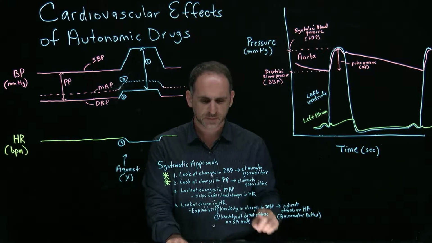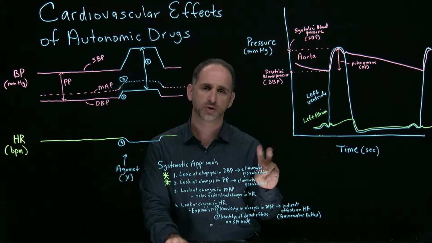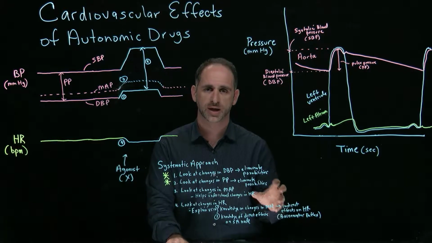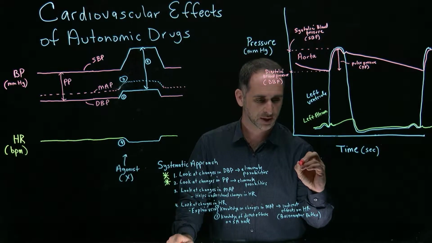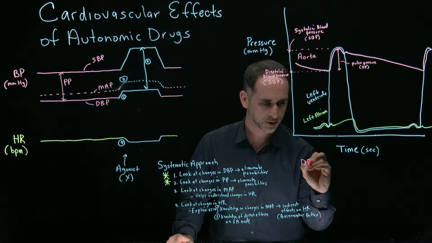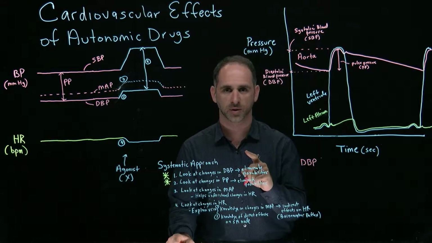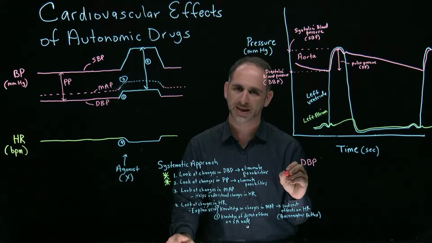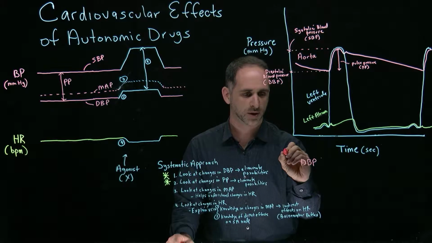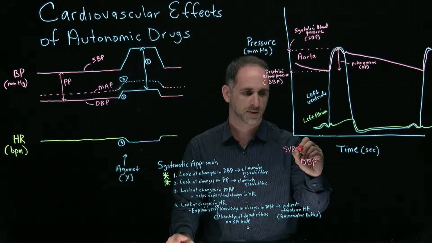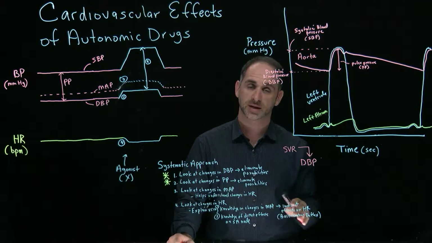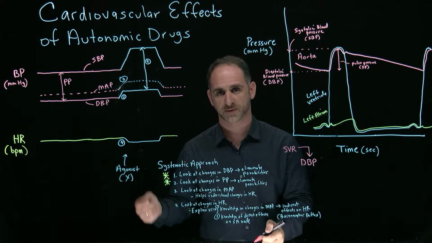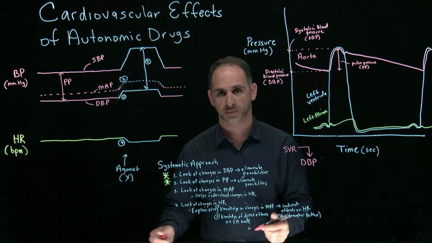Now, for diastolic blood pressure, there are two physiological parameters that can affect the diastolic blood pressure. And so we can write those here, right? The diastolic blood pressure, okay, that's the minimum pressure in the aorta. There's a couple of things that impinge on this pressure. One would be the systemic vascular resistance. If the systemic vascular resistance goes up, the diastolic blood pressure goes up. If the systemic vascular resistance goes down, the diastolic blood pressure goes down.